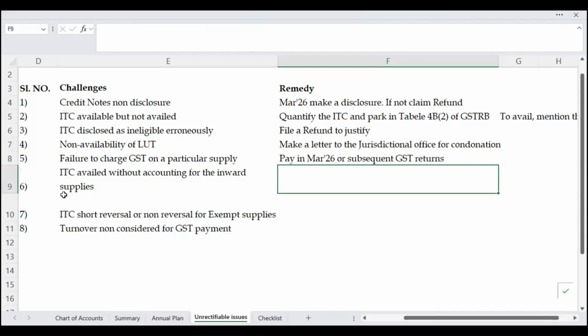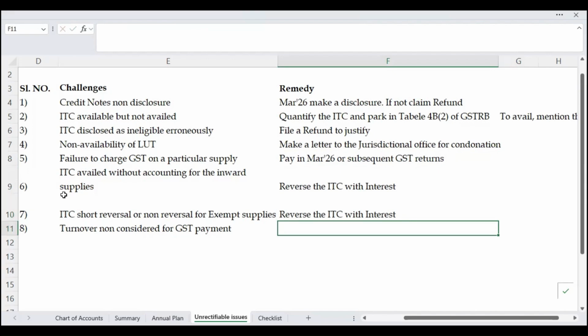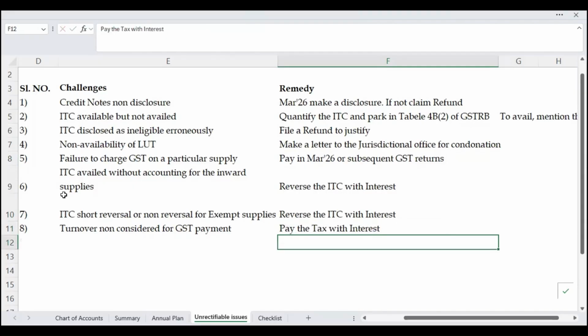ITC availed without accounting for the inward supply: reverse the ITC with interest. I have availed but not accounted. ITC short reversed or non-reversal: again, reverse the ITC with interest. Non-GST turnover not considered: pay the tax with interest. So these are a couple of mistakes I come across when I do reconciliation, with respect to output tax and with respect to input tax credit.